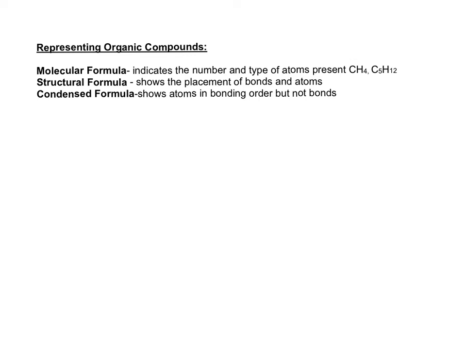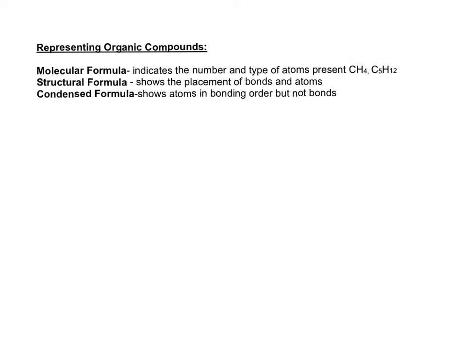There are different ways to represent organic compounds. 3 of them are listed here. Molecular formula. This will indicate the number and type of atoms present in a compound. For example, CH4 is the molecular formula for methane. 1 carbon bonded to 4 hydrogens. C5H12 is the molecular formula for pentane. It contains 5 carbons and a total of 12 hydrogens. It doesn't tell you anything about how they're bonded.